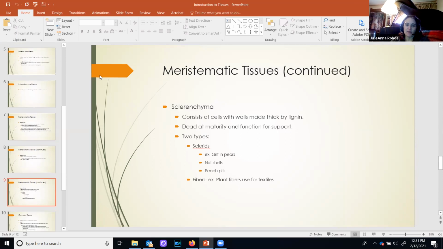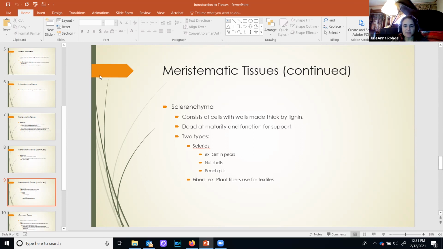And then we have sclerenchyma. I know they all sound alike, and how am I ever going to keep these straight and separate? It's challenging. Sclerenchyma consists of cells with walls made thick by lignin. Lignin is a waxy coating on the cells. These are definitely support cells, and by the time they reach maturity, they're dead. They're dead and coated with this stuff, but that allows them to be strong and provide support.